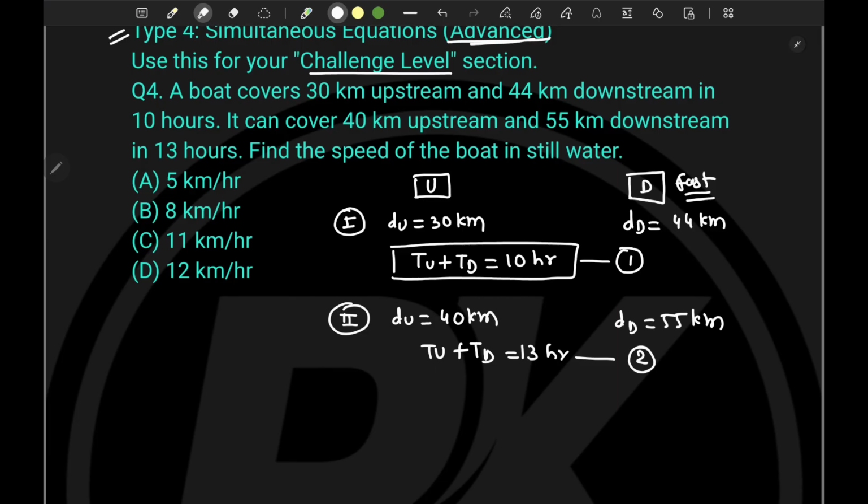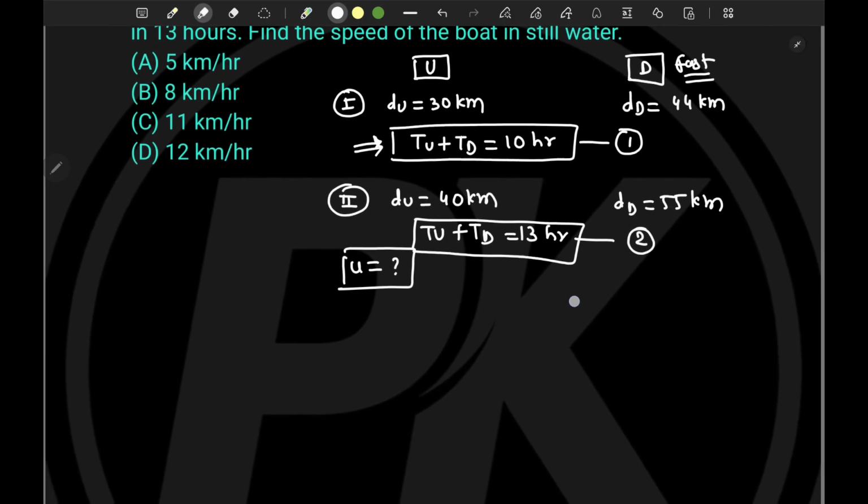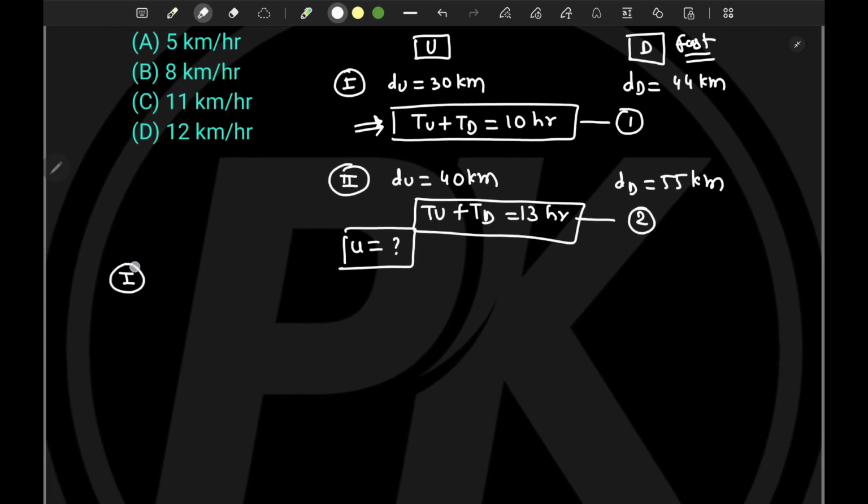Find the speed of boat in still water. So speed of boat in still water is u, and that is what we have to find out. Do you remember one of the problems we have solved like this? We made the equation A B, and it was coming in midway, right? This is a similar situation, but here we have two equations and we have to solve them. Now let us consider the first equation where tu plus td is equal to 10 hours.